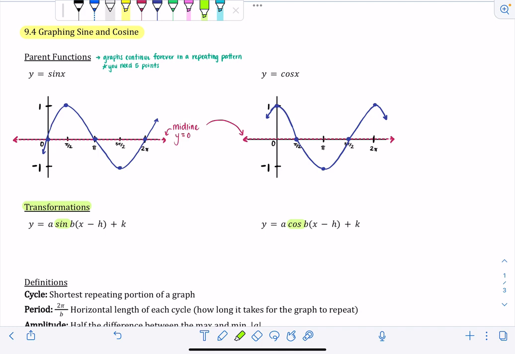So A is still stretch, and if it's negative, a reflection, but with sine and cosine graphs, we use a word called amplitude. H is still a horizontal translation. There's a new word for that with sine and cosine as well. And then K is a vertical translation.